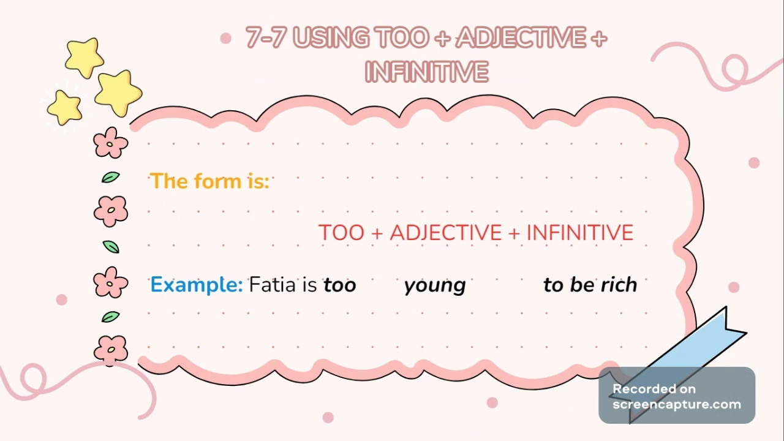And next, using too, adjective, and infinitive. The form is too, adjective, infinitive. Fatia is too young to be rich. So Fatia is the subject, is is the be verb, too, young is the adjective, and to be rich is the infinitive. Okay?